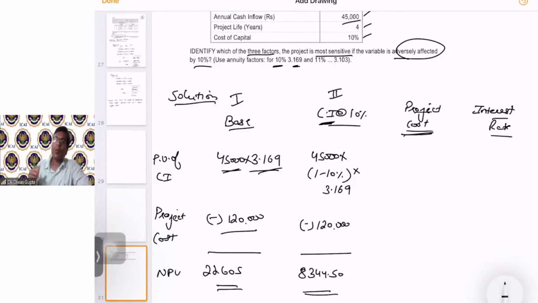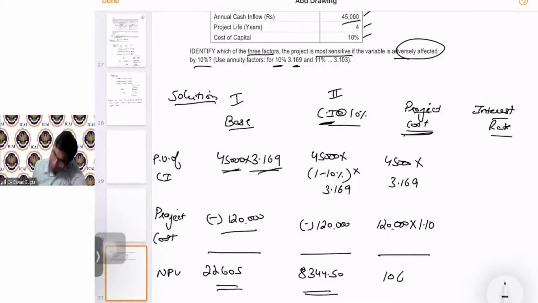Now, what if project cost is adversely affected by 10%? In that case, project cost will increase. Then only we will say that it has an adverse effect. Now, in this case, 45,000 into 3.169 will remain same, and 1,20,000 will increase by 10%. So this brings 10,605 as the number here.